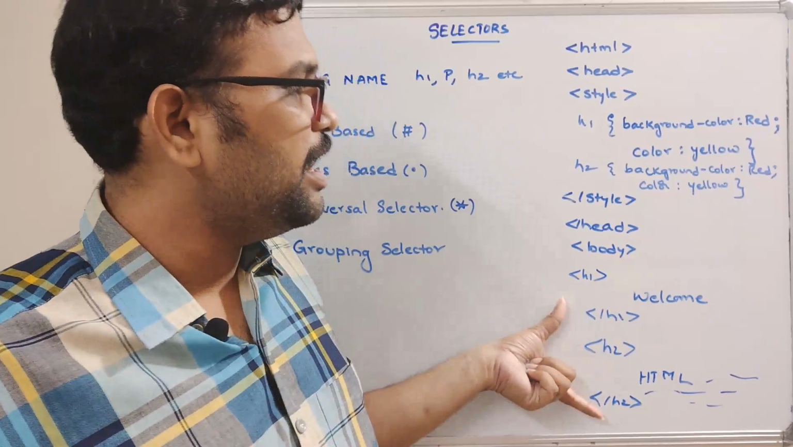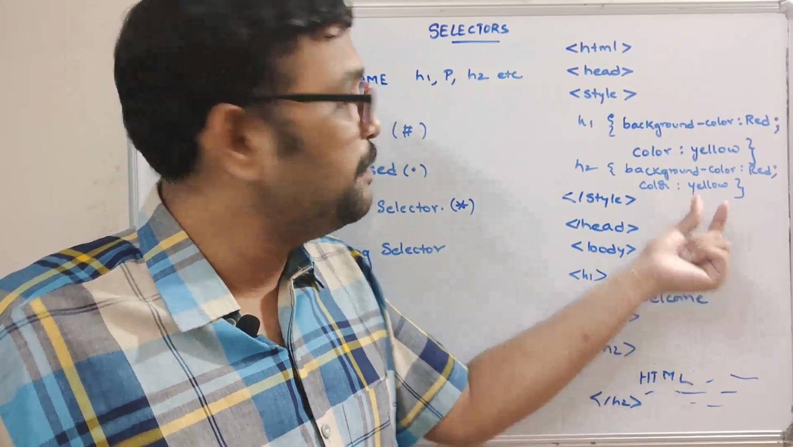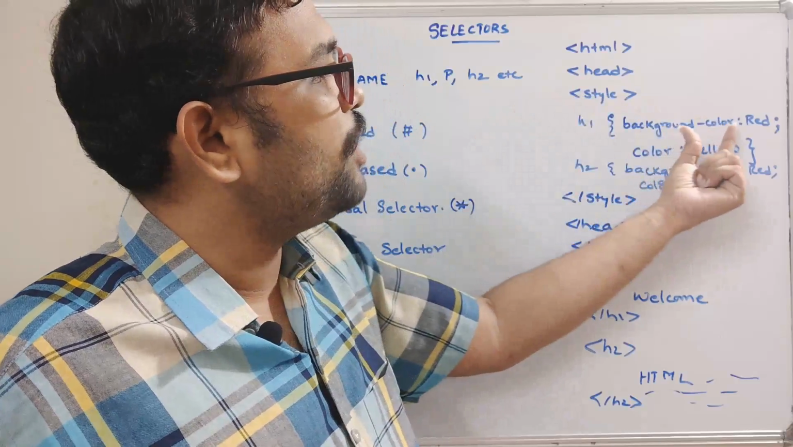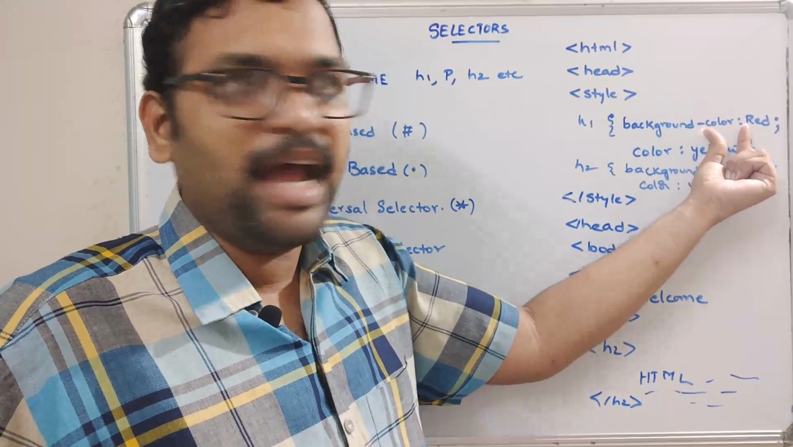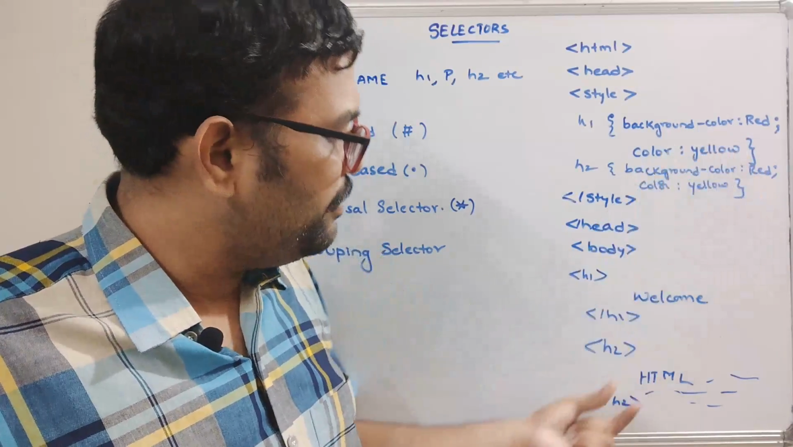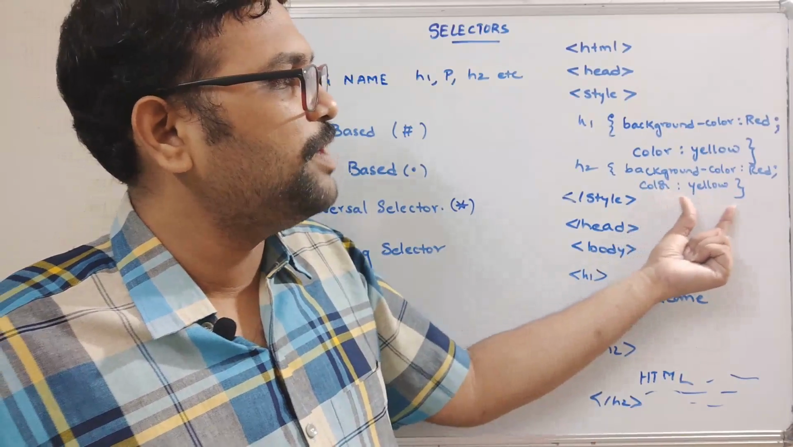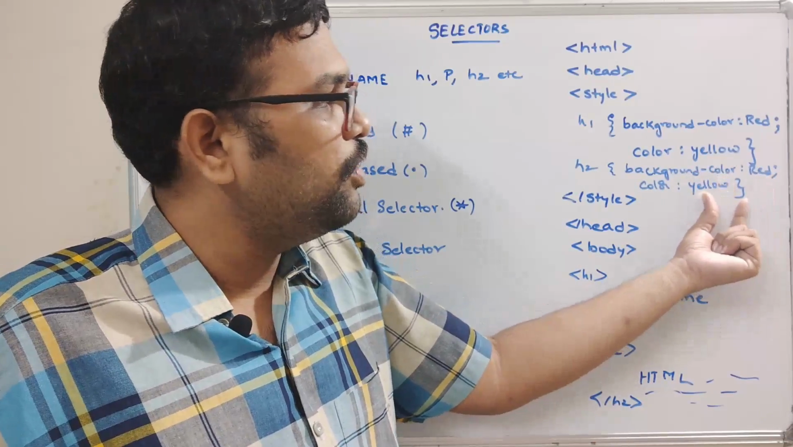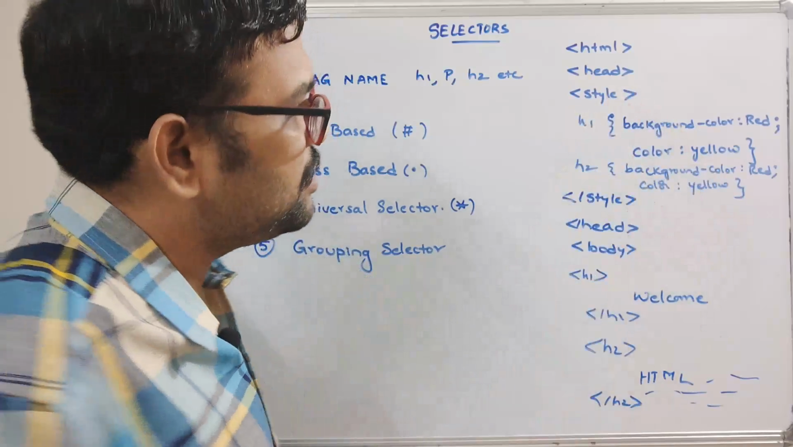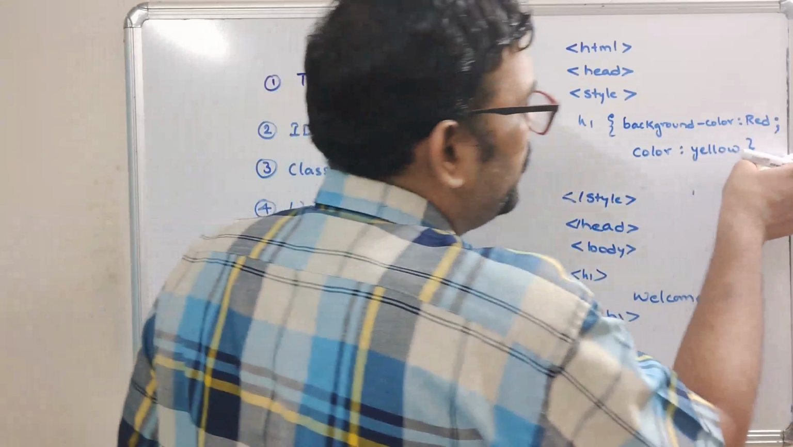For both the tags I just want to apply the same style. That means for H1 I want to create some red background with a yellow foreground, and for H2 also the content should be displayed with a red background and yellow foreground. In such cases we need not repeat the same thing.